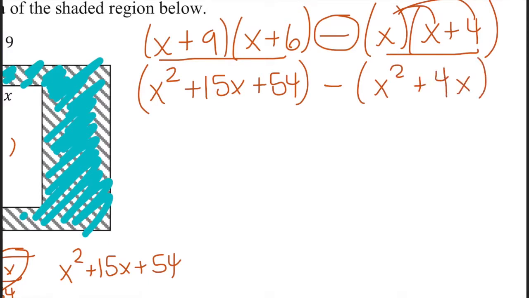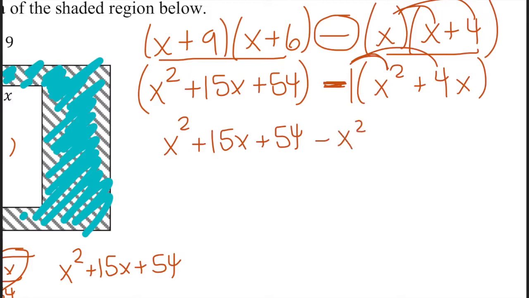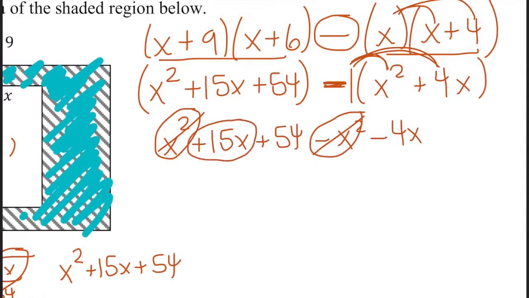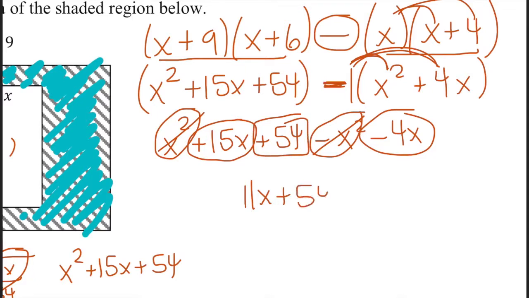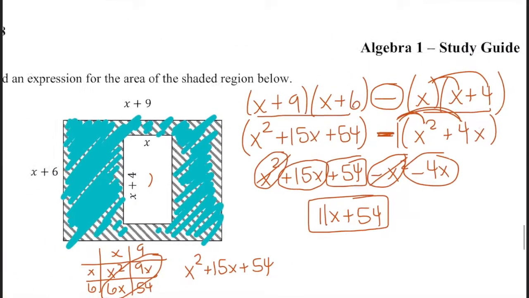All right, now it's time for me to do the subtraction, which is really, remember, a negative 1 that you need to distribute. So I'm going to keep the trinomial at the beginning, and I'm going to distribute this negative 1. Negative 1 times x squared is negative x squared, and negative 1 times 4x is negative 4x. Now I can combine like terms. X squared minus x squared is 0. That's a zero pair. 15x minus 4x is 11x, and plus 54 would be my remaining. That is the expression that represents the shaded area.